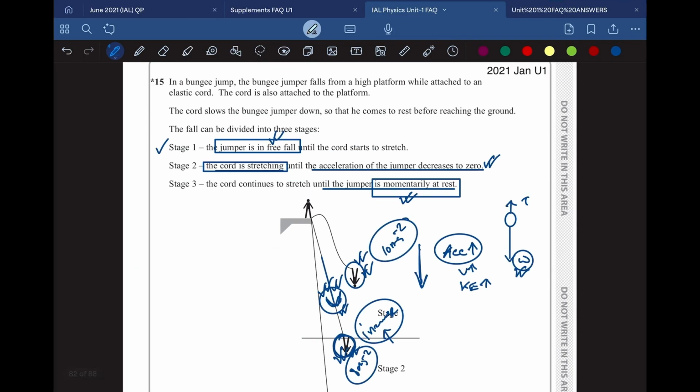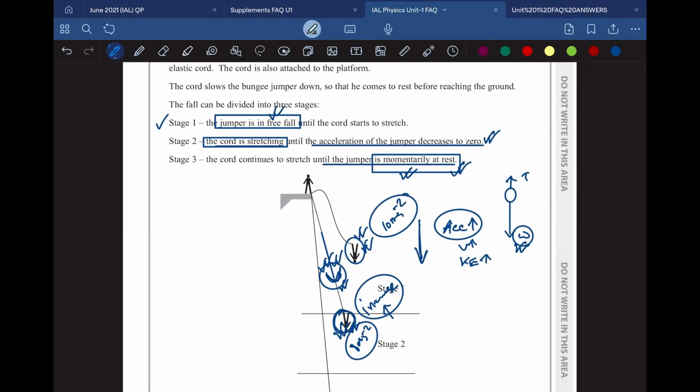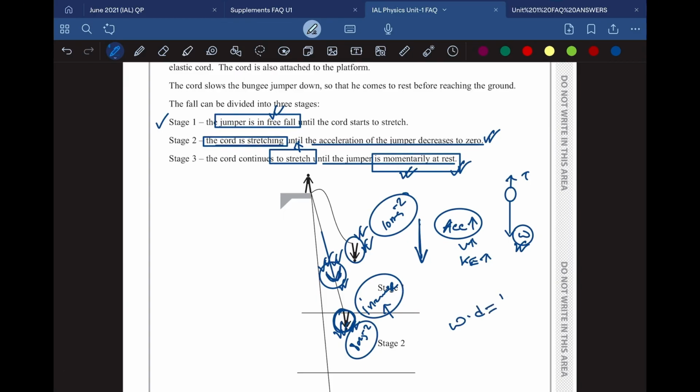In stage 3 it says the cord continues to stretch until the jumper is momentarily at rest. And when the cord continues to stretch, it means it is stretching even more. And when it is stretching even more, at that time, the work done is equal to kinetic energy plus, let's say, the elastic strain energy. Why the elastic strain energy? When the cord stretches more and more, the elastic strain energy increases, right?